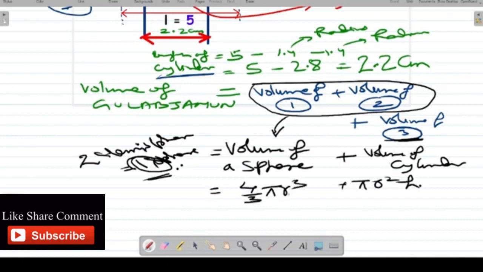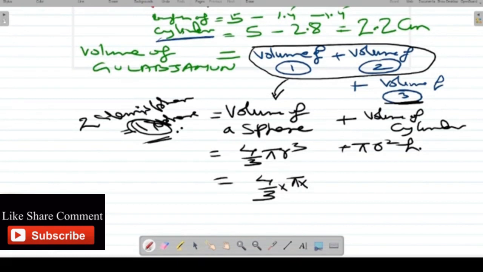Now just put in the values. By putting in the values, you will get 4 by 3 into pi into r. What is the value of r? You can see r is 1.4, it is also given in the question. So into 1.4 power 3, plus pi into 1.4 squared into h, that is pi r square h.